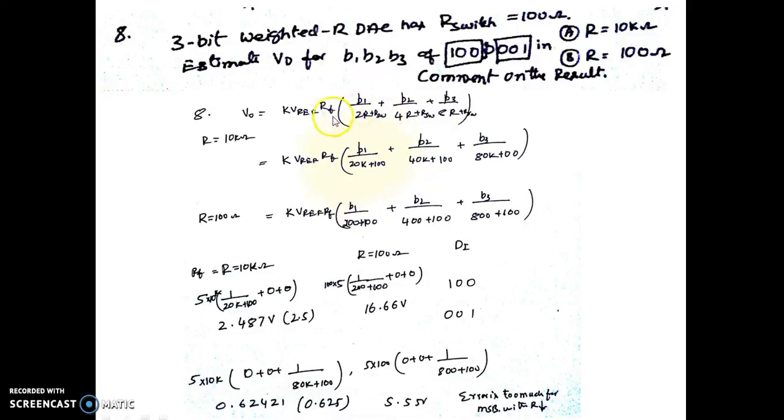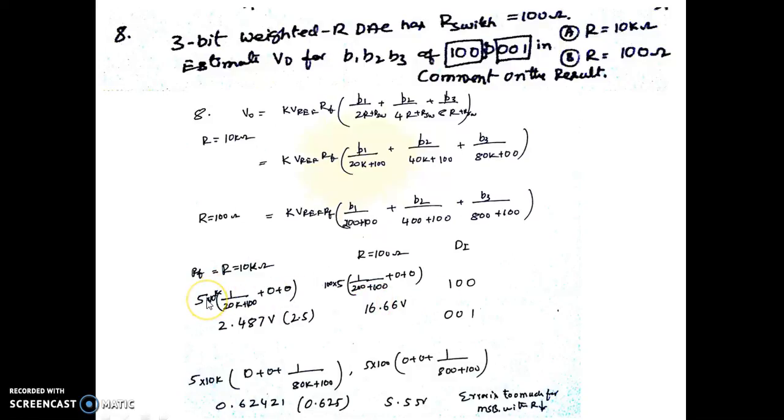So we need to modify the final expression that you have derived for a weighted R network or DAC. So we can't directly use that. So we need to correspondingly adjust the equation. Now it is 2R plus switch, 4R plus switch, and 8R plus switch resistance. Now upon applying this combination of the input voltage as 100, this is the combination of the input voltage, which is 100 here.